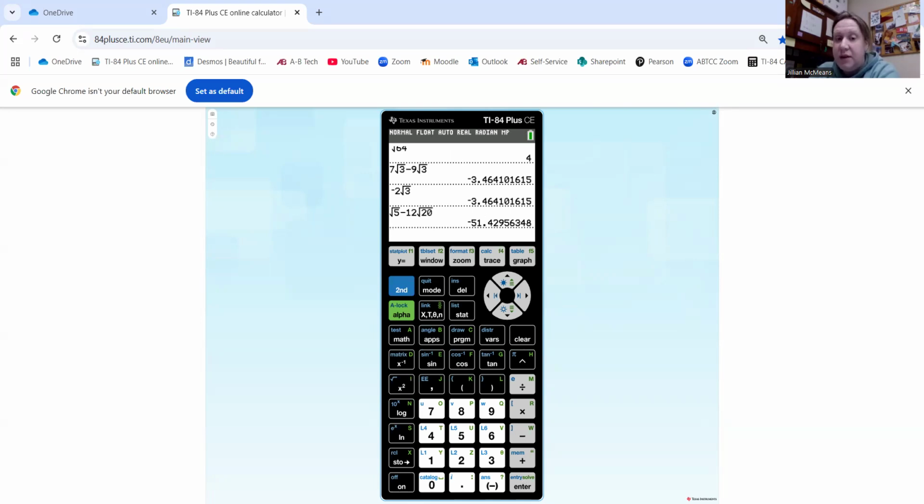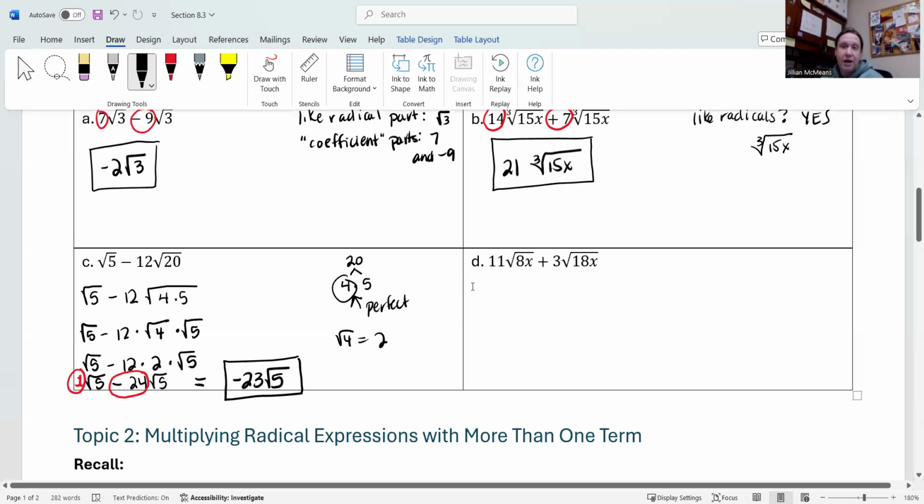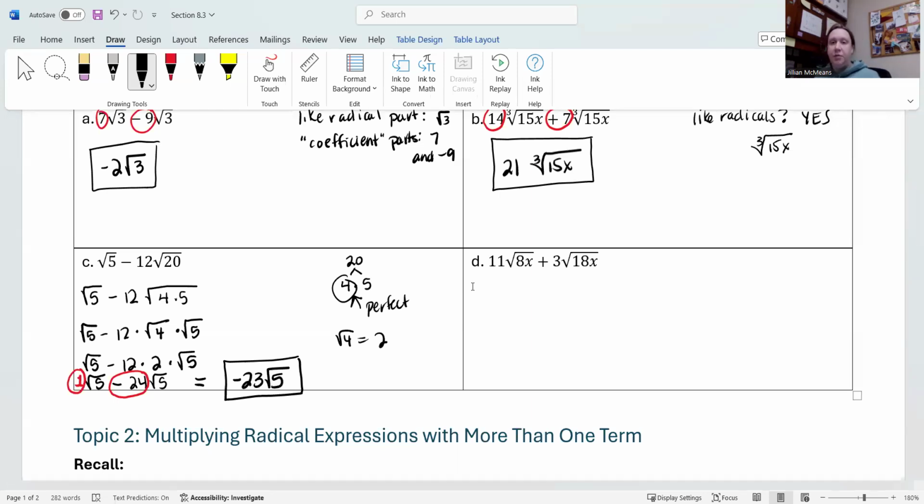What we want to compare that to is negative 23 times the square root of 5. Let's see if we get the same thing. And we do. So we can see that that original expression, square root of 5 minus 12 square root 20, is exactly the same thing as negative 23 square root of 5. So hopefully that's helping you understand that what we're doing is valid, okay? And you can always check if you're dealing with strictly numbers. If you have variables thrown in there, you can't really check it on your calculator, but with strictly numbers, you could. All right, finally, let's look at part D.